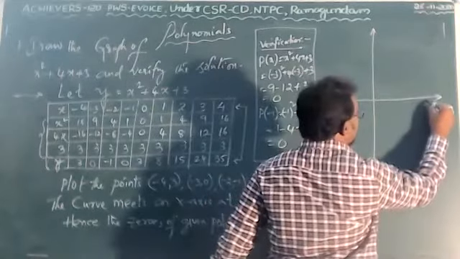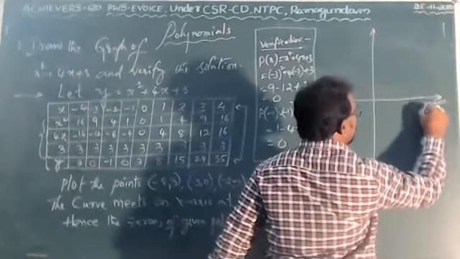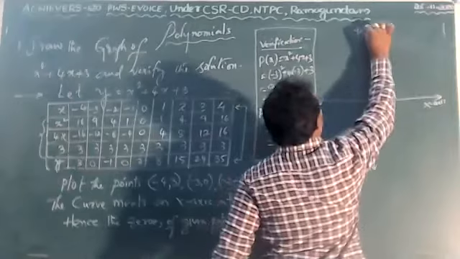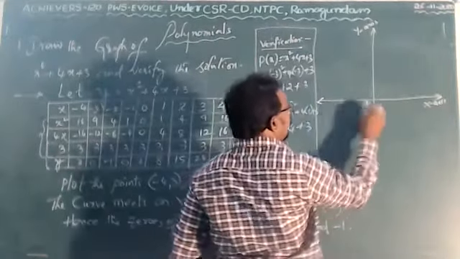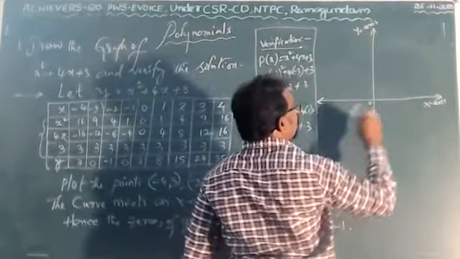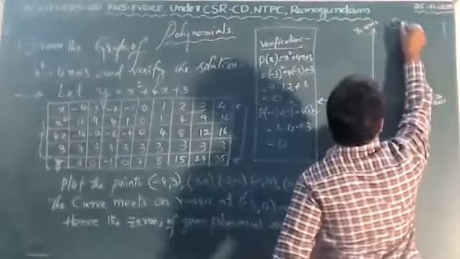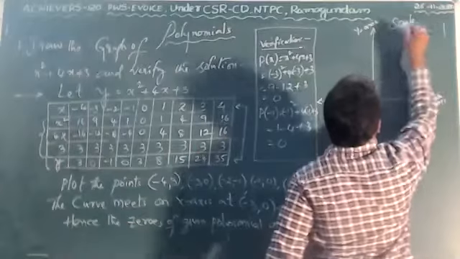Very next, here you have to write x-axis. Here, y-axis. No need to write anything here, and here, 0. And the scale is most important. You have to maintain the scale.